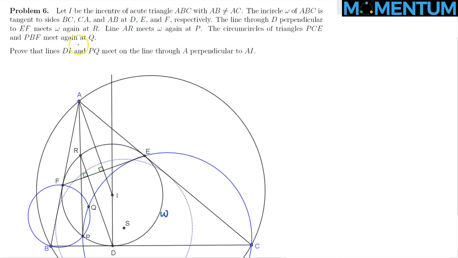Then the claim is that the intersection of DI and PQ lies on the line through A perpendicular to AI. So basically, if we let them intersect, I go ahead and extend PQ, say somewhere here they meet, and I connect it to A. The claim is that, or we need to prove that, this angle right here is 90 degrees. So rather than proving this, I'll do something else, and I'll just delete that for now.